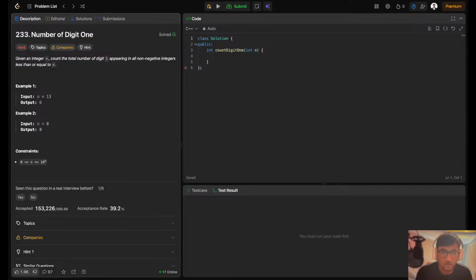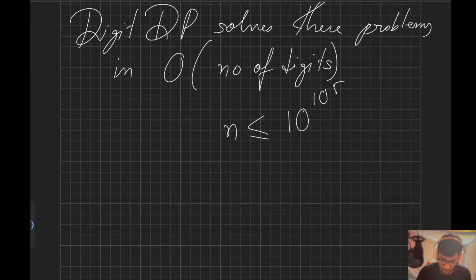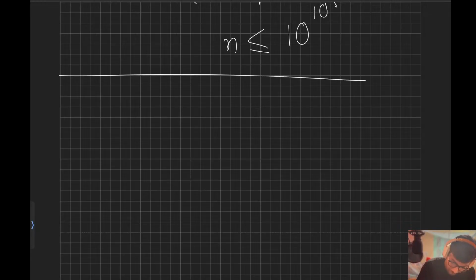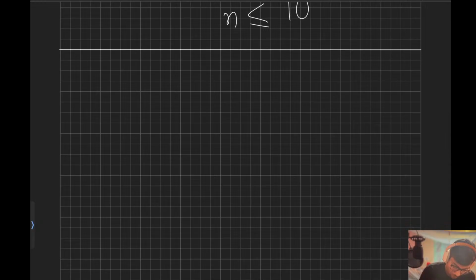Yeah, so this is the first problem we will probably try to solve. Now there are some concepts that we need to know in order to approach a digit DP problem. First, let's try to understand. So of course we know that in dynamic programming we have something called a state and we have something called transition.